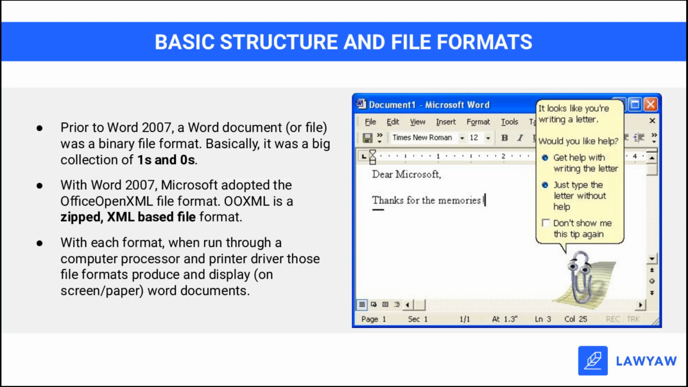And a processor inside your computer converted those ones and zeros to words, sentences, paragraphs, pages, so on and so forth. In 2007, Microsoft adopted the Office Open XML file format, and that is similar to the zeros and ones, except it's just an XML file, which is a structured set of information that, when run through a computer processor and print driver, produces or displays what looks like a Word document on the screen and on a piece of paper.